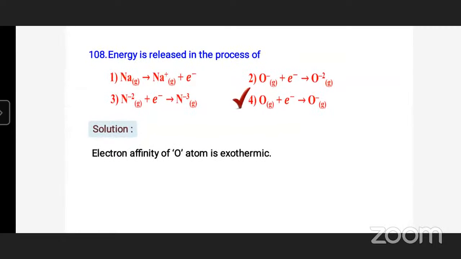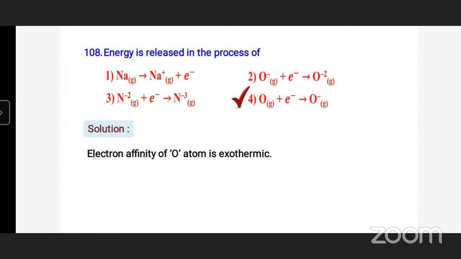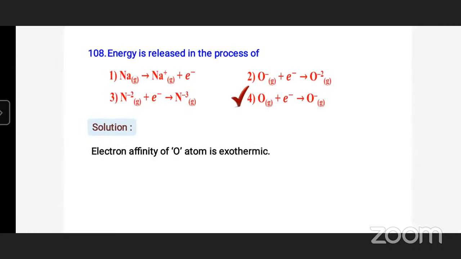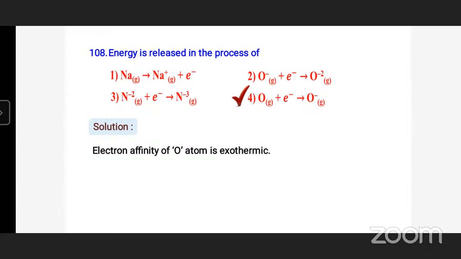Here, energy is released in which of the following equations? Energy is released. Okay. So number one, Na gives rise to Na plus plus electron. Second one, O minus plus electron gives rise to O minus 2. Third one, N minus 2 plus electron gives rise to N minus 3. Fourth one, O plus electron gives rise to O minus. In the question, energy is released.